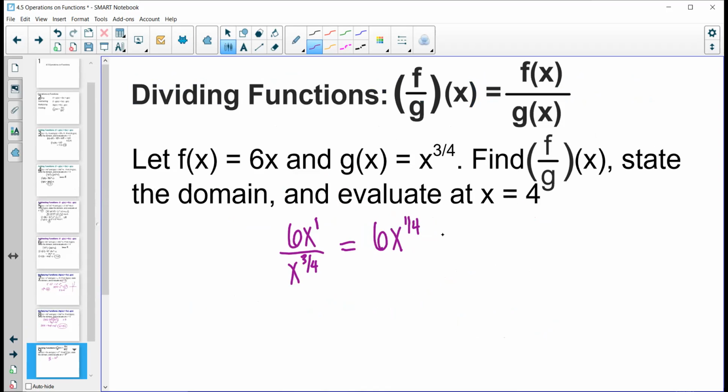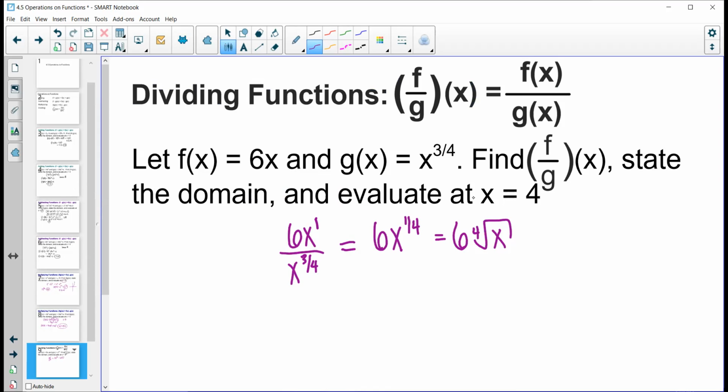And x to the 1/4 is really the same as saying 6 times the 4th root of x. And so that's another way that we can find that. We also want to make sure that we simplify it as much as possible. And so again, in math, we typically would prefer to have a radical, but x to the 1/4 power is not a wrong way to do it. We just want to make sure that we are being consistent there.